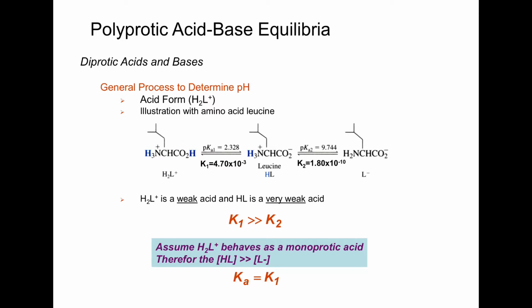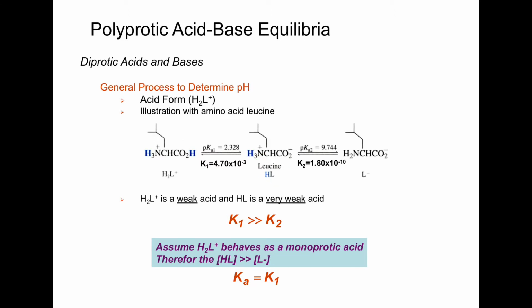And then we're going to talk about what if it's in its totally unprotonated form. How are we going to find the pH of a solution in that situation? And then the more complicated one is what if it's in equilibrium and it has a little bit of everything, but it's mostly in its intermediate form.